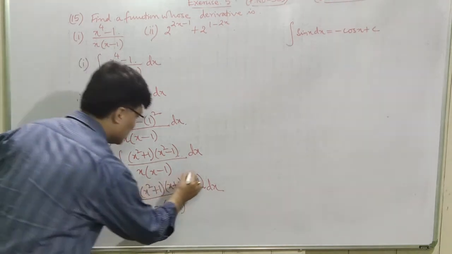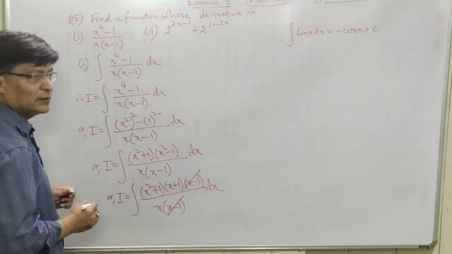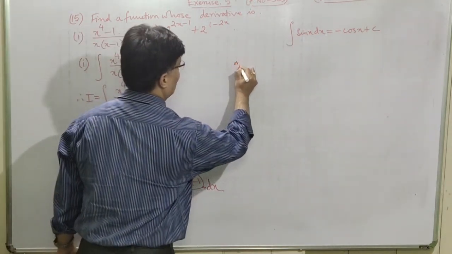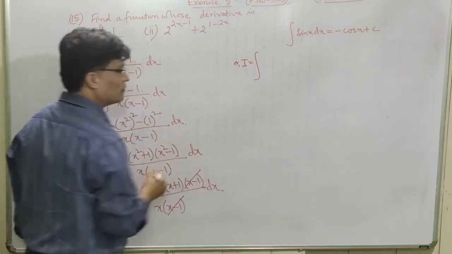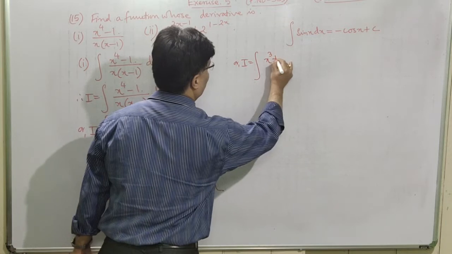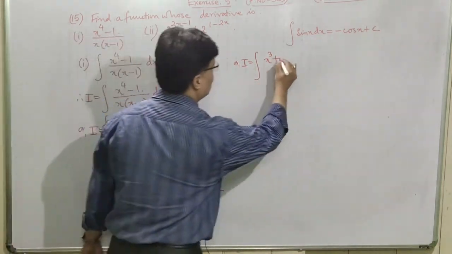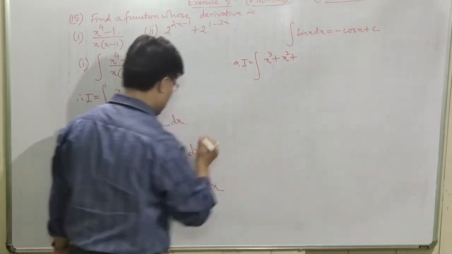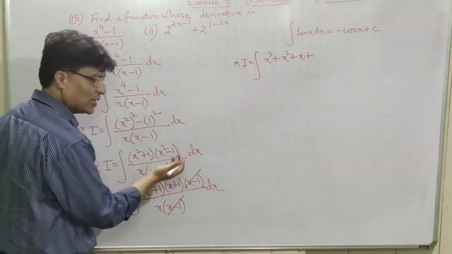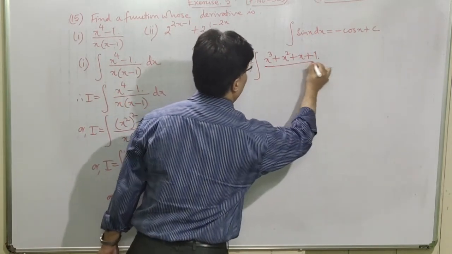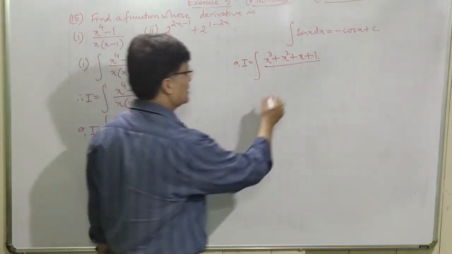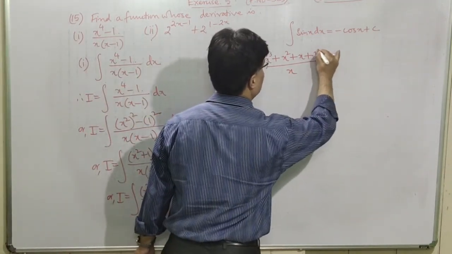Okay, let us simplify it. So this x − 1 will be cancelled. Now in the next step you can multiply the numerator. So I is equal to integration of, let us multiply the numerator, x² into x, this is your x³, plus x² into 1, this is x², plus 1 into x, plus 1. So whole divided by, in the denominator, only x is there. So let us write x here, then dx.